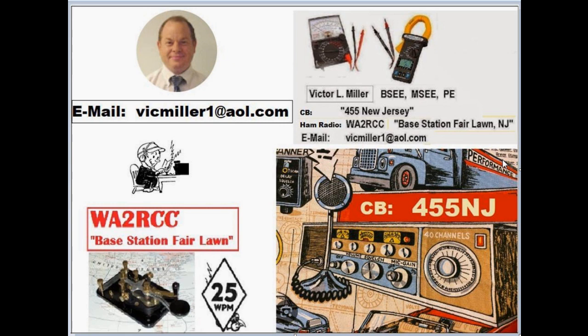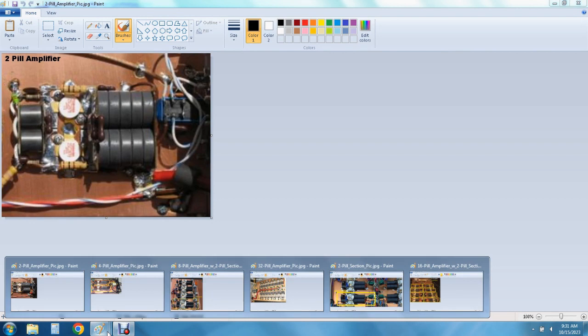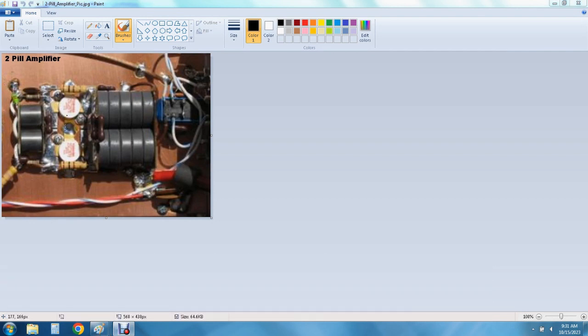So let's begin. We're going to be covering the important principles, and we're going to be doing some learning today about large linear amplifier circuit design and operation. Okay, so what we see here is a two-pill amplifier drawing. Let's take a look at that. You see the two transistors. You see an input and output transformer, which we're going to get into.